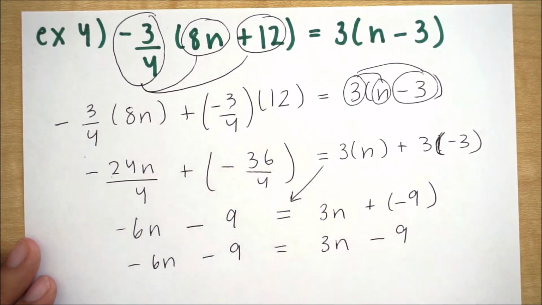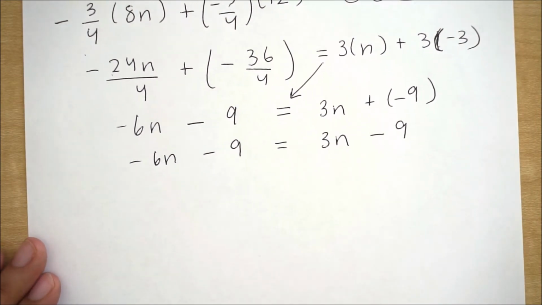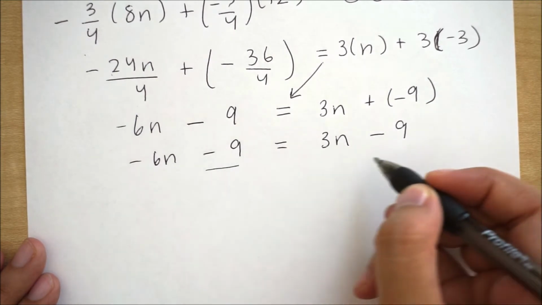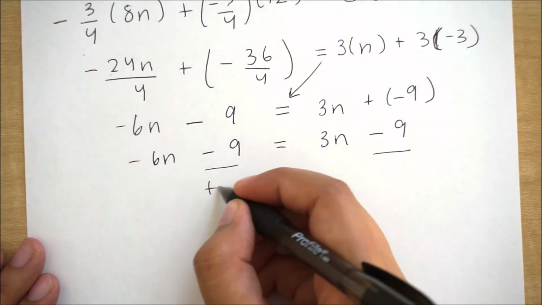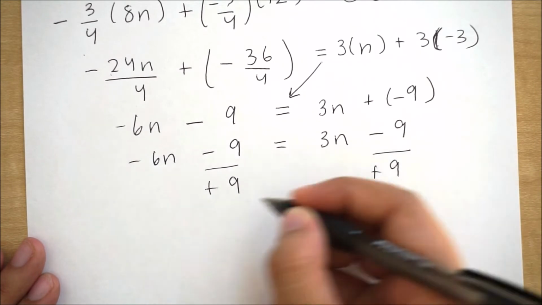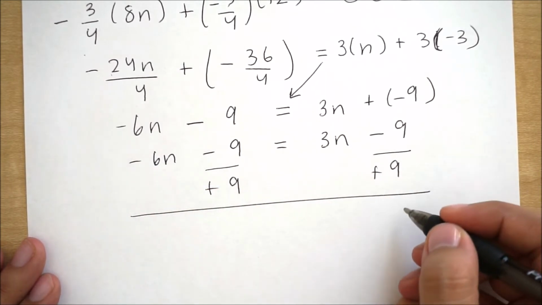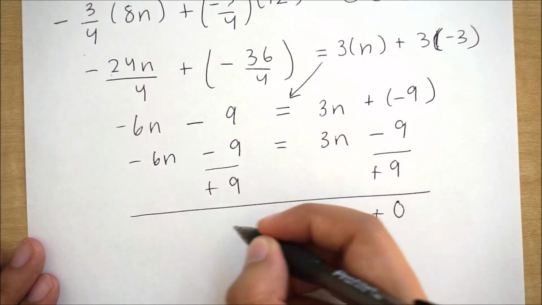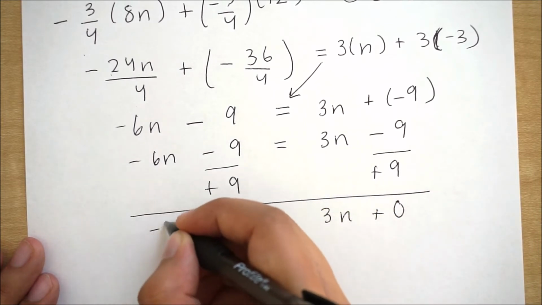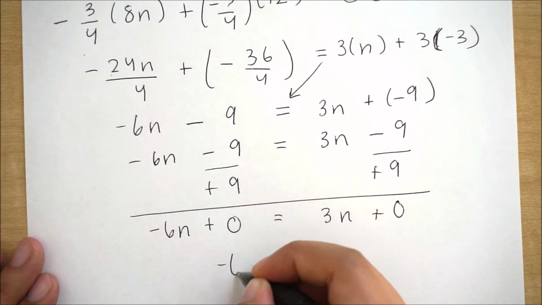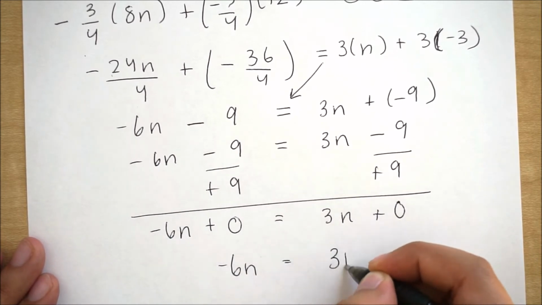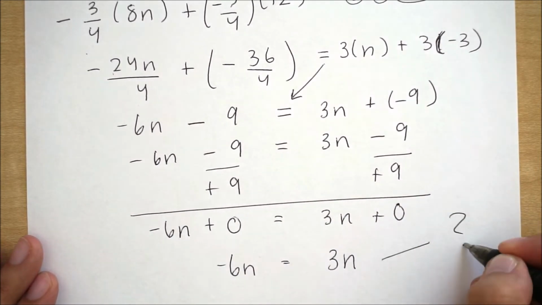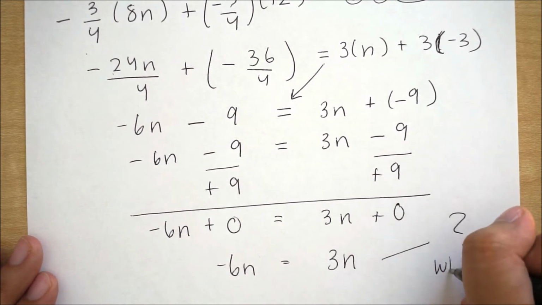Now we have a much easier equation to look at. So let's combine the like terms. So we're going to add 9 to both sides. Once we do that, then we get negative 6n on the left, and that is equal to 3n on the right. And at first, this might seem a little startling. Like, what do we do when we have variables on both sides with no constants? And here I just say follow the process.